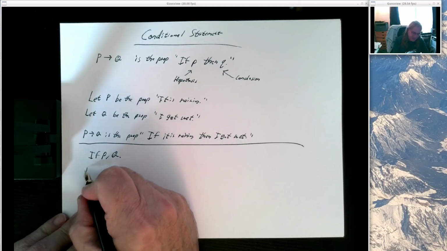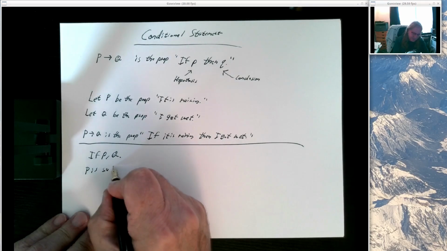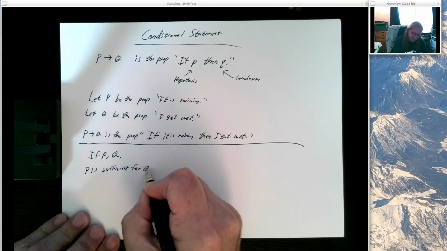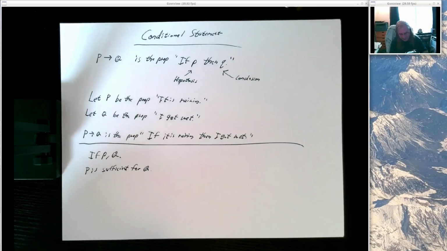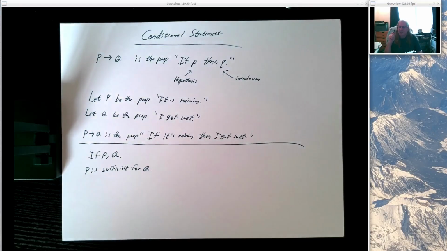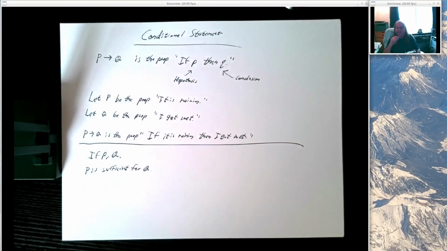P is sufficient for Q. Well, that's not something we say every day. It is raining is sufficient for I get wet. Well, that's a weird way to speak, right?